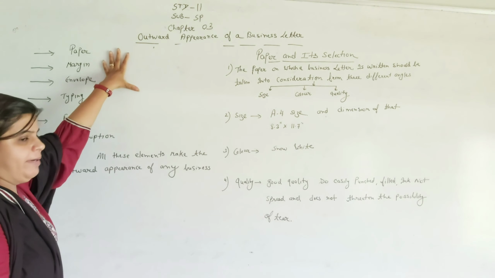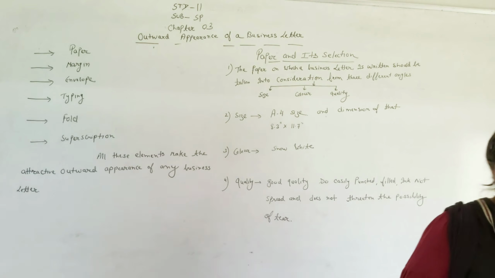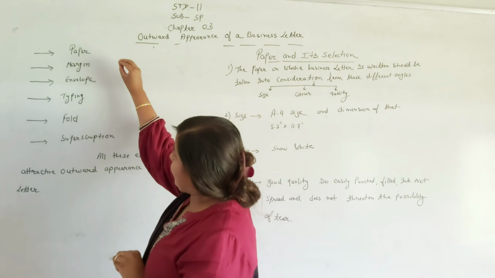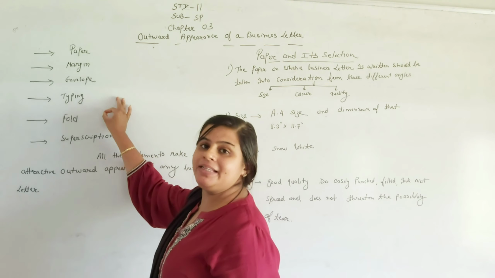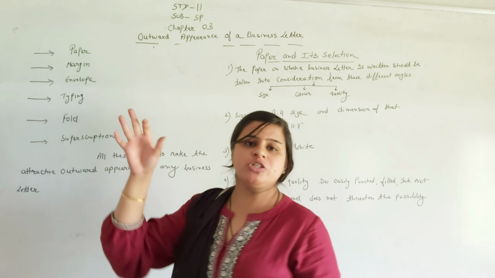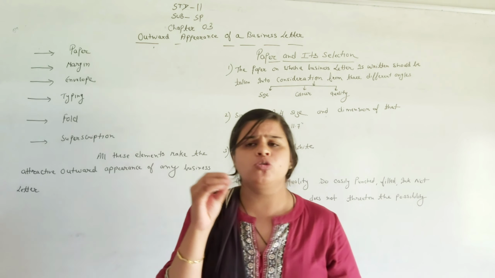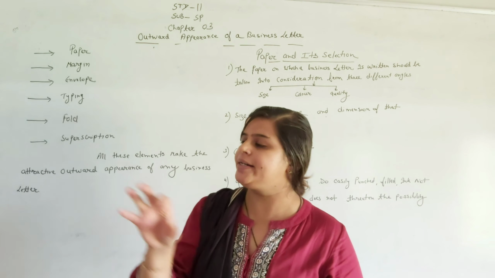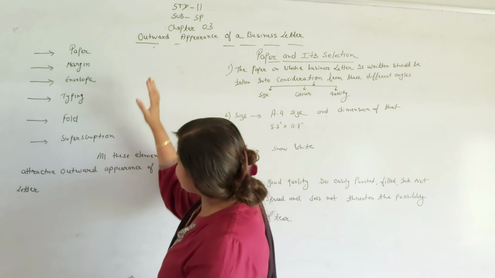There are certain elements which we discuss in detail and in brief: the paper, the margin, the envelope, the typing in the letter, the fold of your letter, and the subscription. Subscription means when we type the addresses of the receiver and sender, the pin code, and other necessary information that is included in the subscription part. So these are the major elements.